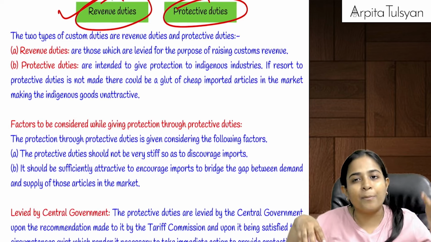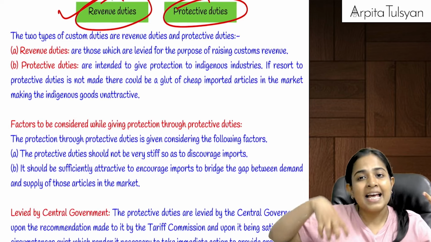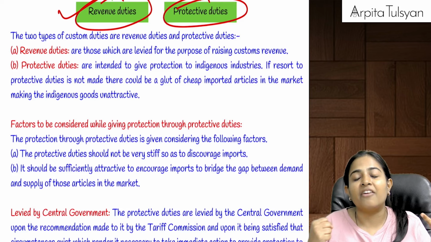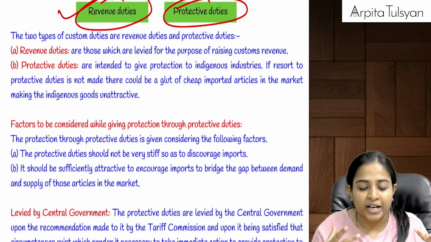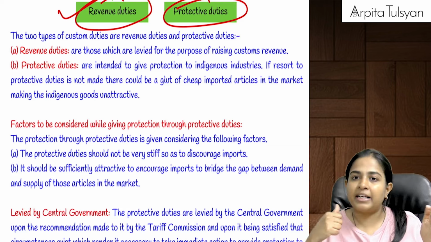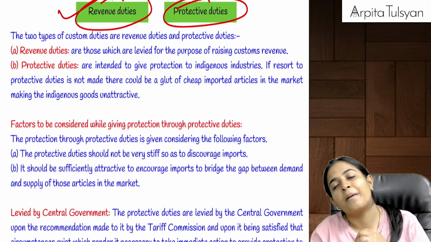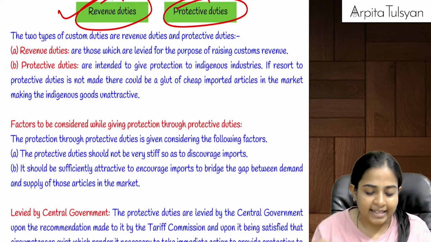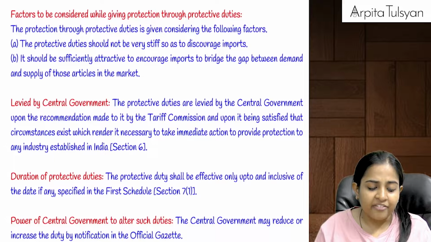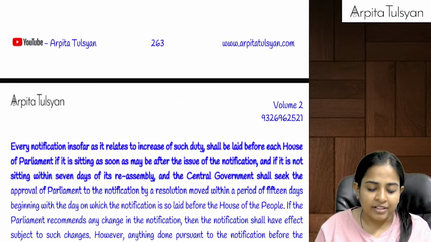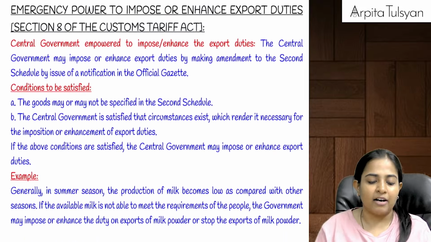Protective duties can be levied if the government wants to give protection to the domestic industry. If we go on importing, then in that case, can we say our domestic market will be affected because of that? And if our domestic market is affected, then that will cause serious injury to the market, to the economy, etc. So in that case, they can levy the protective duties. Are you clear with this? So that can be imposed by the government.